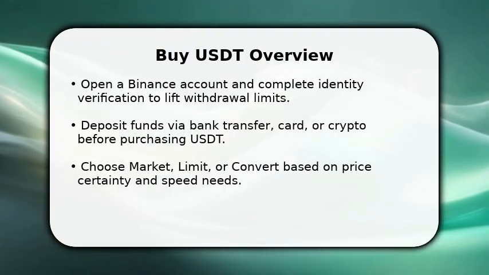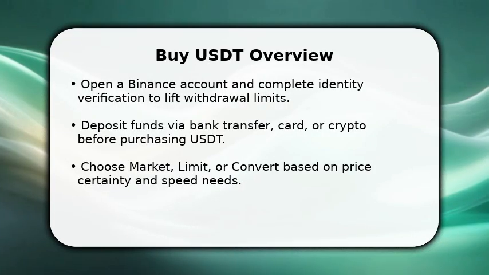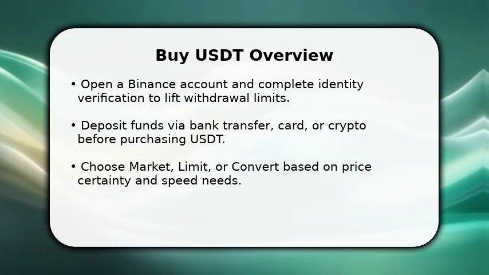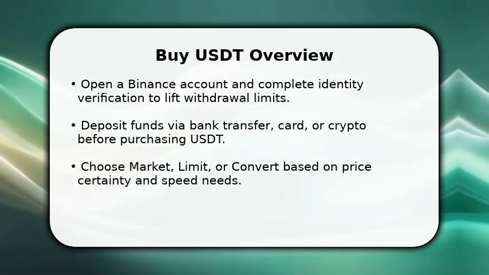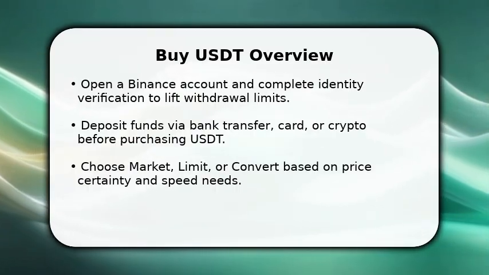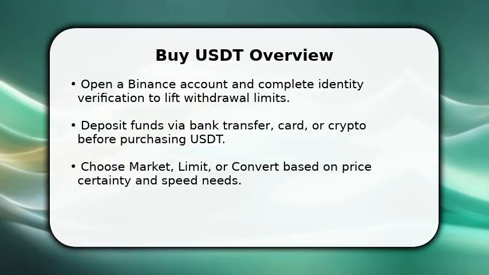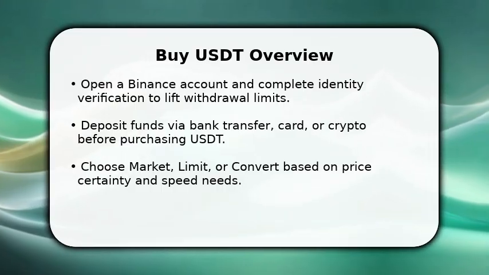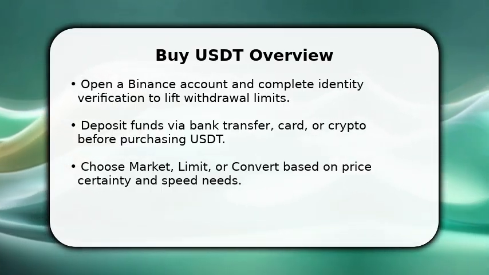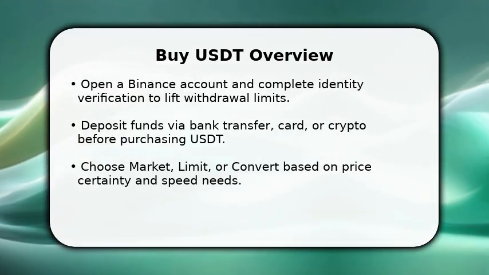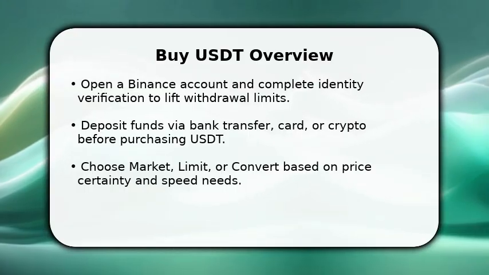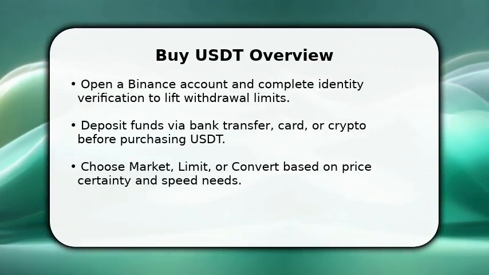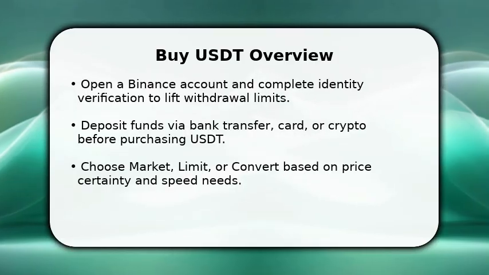In this video, I will show how to buy USDT on Binance. Open Binance, complete KYC verification, deposit funds via bank transfer or card, then go to Trade or Convert, pick USDT, choose Market or Limit, enter the amount, review fees and price, confirm the order, and check your wallet for USDT. I will also highlight common fees, verification tips, and how to secure your account. Stay tuned for a quick demo.